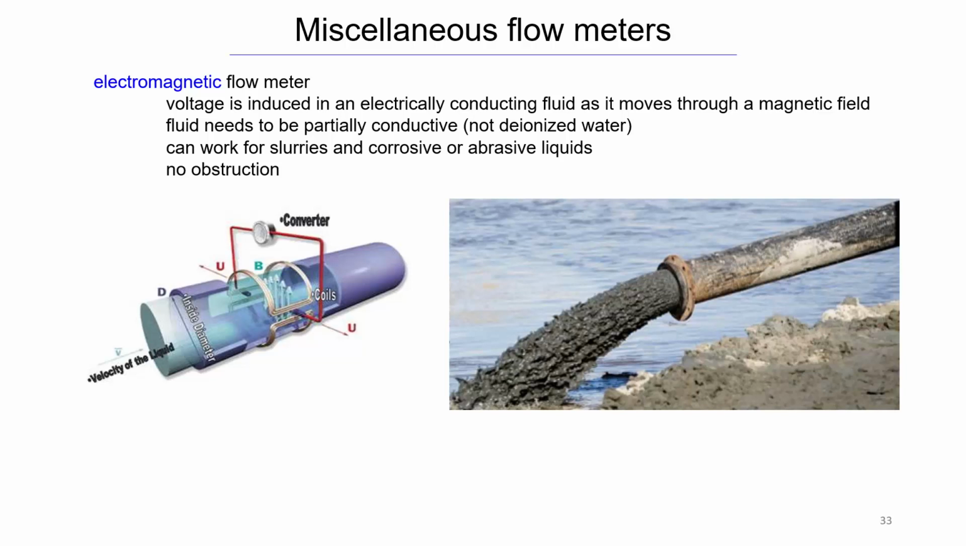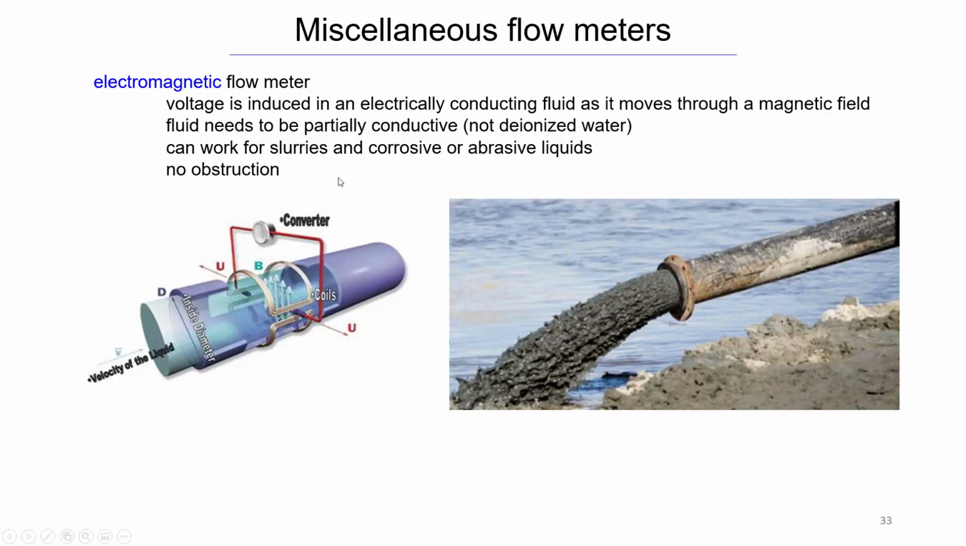So this one is an electromagnetic flow meter. Here, you have some pipe, you have a fluid flowing through it. There's a magnetic field that's generated, and in this case, the fluid needs to be partially conductive. If you have deionized water, it's not conductive, so that wouldn't work. But so long as the fluid that's flowing through is conductive, it can measure the flow.